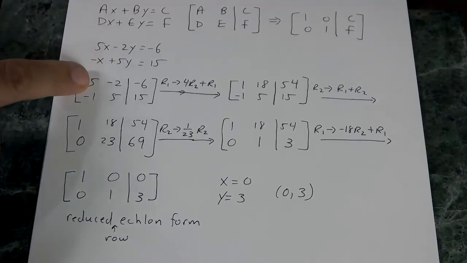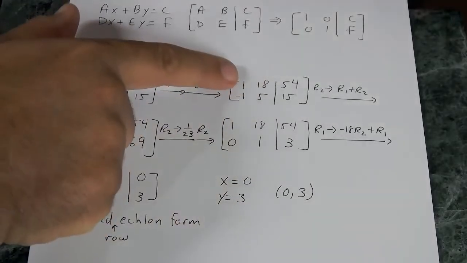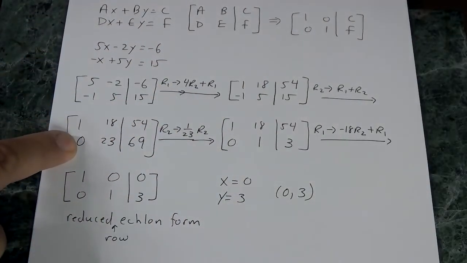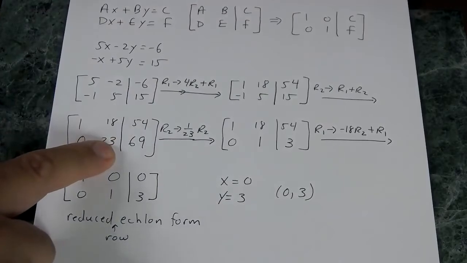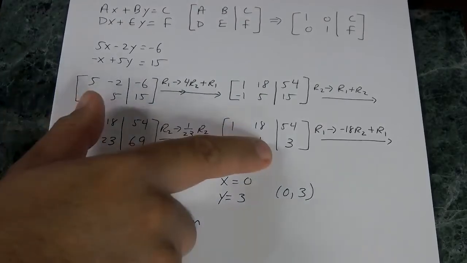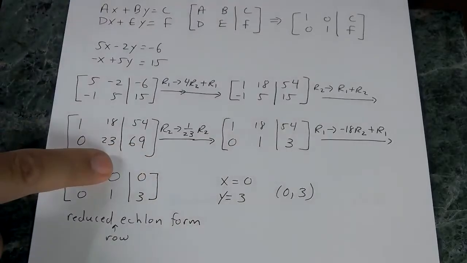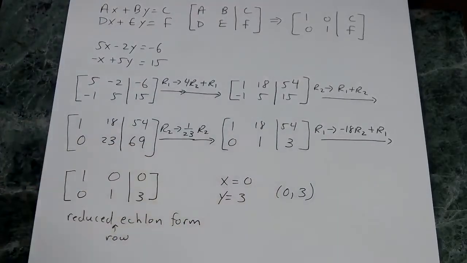First, you write the augmented matrix. Do everything in your power to make this upper left-hand entry a 1. Once you have that 1, make the entry underneath it a 0. Then you need to make this one on the main diagonal a 1. And then go back and make this top one a 0. And then you have this system that is solved. So reduced row echelon form is what we're looking for.